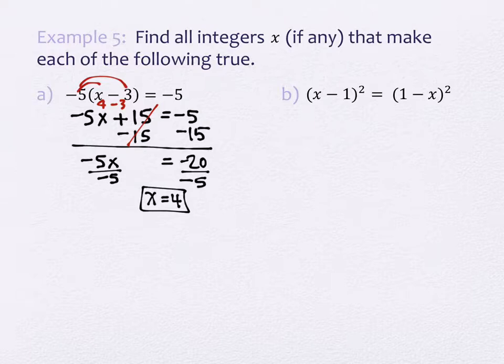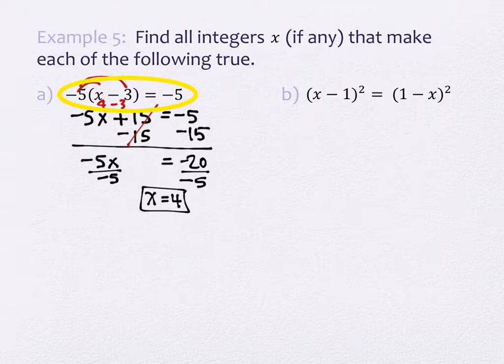Another option, just so that you can see it when you're looking at it from here to start with, instead of distributing the negative 5, you could just divide the negative 5 to the other side to start with. And that would also eliminate the operation. Just another option. Okay, part B is a little more interesting.